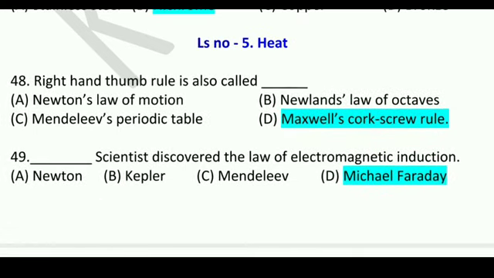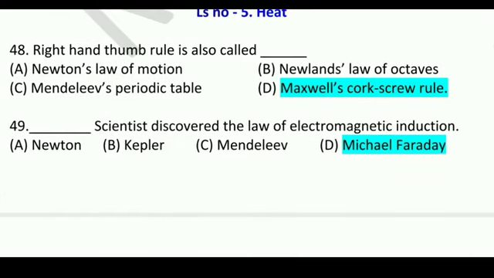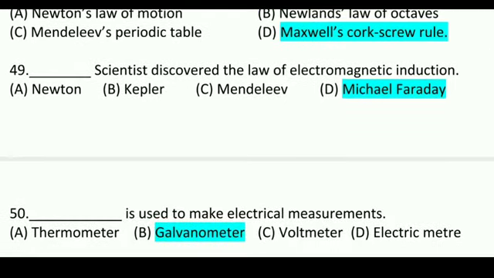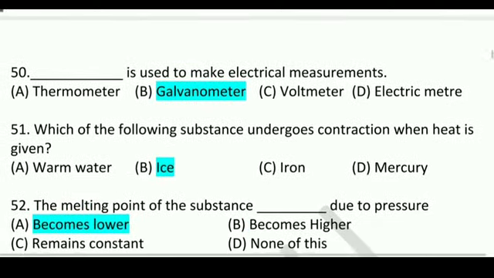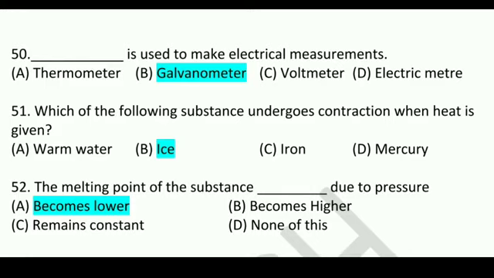Moving to lesson number 5, heat. Right hand thumb rule is also called dash. Yes, it is also known as Maxwell's corkscrew rule. Next question. Dash scientist discovered the law of electromagnetic induction. Yes, you are correct, children. Answer is Michael Faraday. Dash is used to make electrical measurements. Answer is galvanometer.